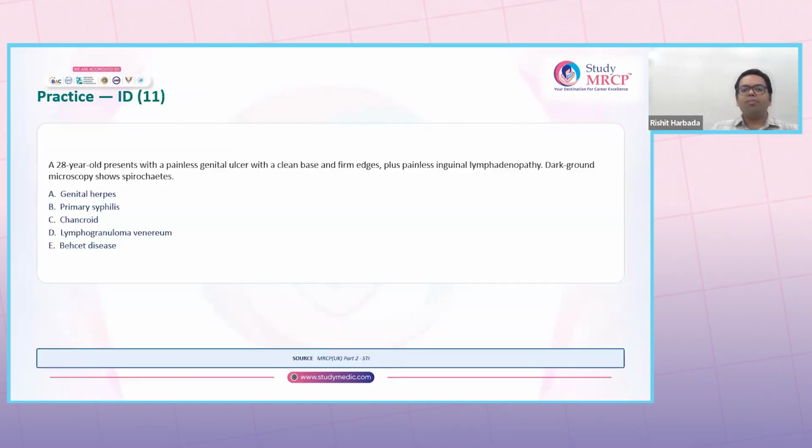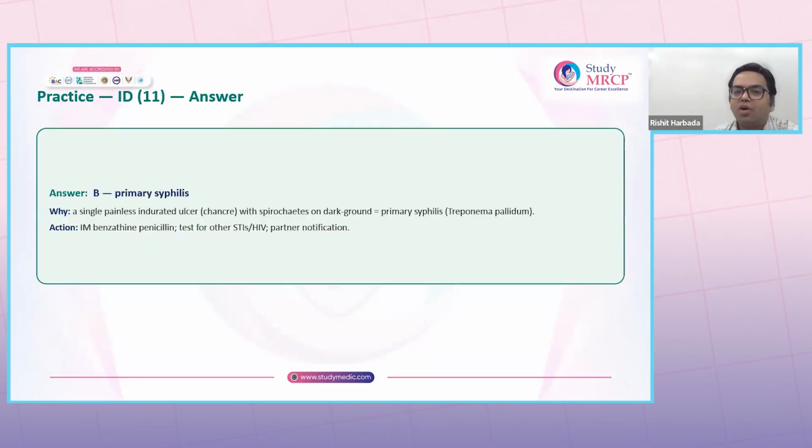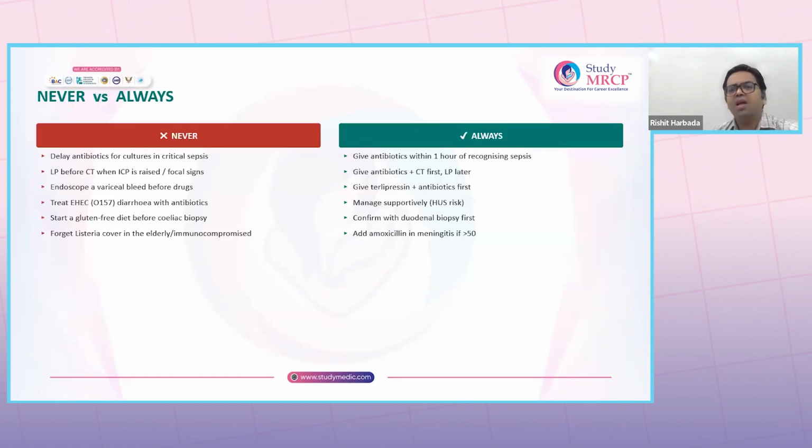Next question is: a 28-year-old man presents with a painless genital ulcer with a clean base and painless inguinal lymphadenopathy, and dark-field microscopy shows spirochetes. So this is a clear-cut case of a primary chancre, or primary syphilis. The treatment is going to be benzathine penicillin. We have to test for other STIs like HIV, and you have to notify the partner and do contact tracing. Okay.